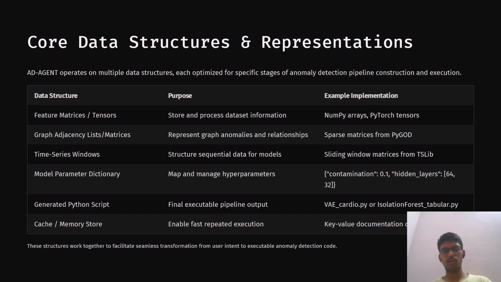And the second, we have graph adjacency lists. Its purpose is to represent graph anomalies and relationships. For example, sparse matrices from PyG.